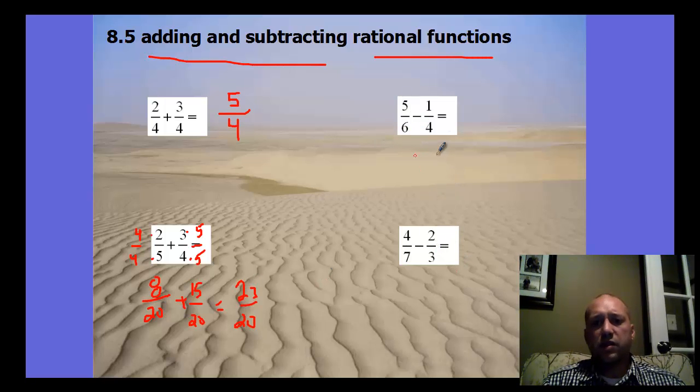So let's do this top one up here, because a lot of students will do 6 times 4 to get 24, but it's not the least common multiple. We could actually just multiply the bottom here by 2 and the top by 2. So we have a common denominator of 12, and multiply this one by 3 over 3. And so then we get 10 over 12 minus 3 over 12. So we get 7 twelfths.